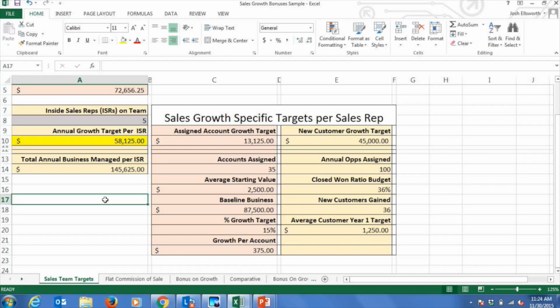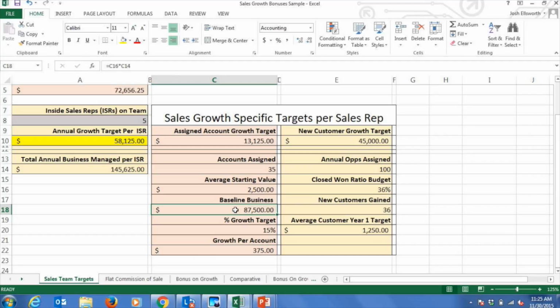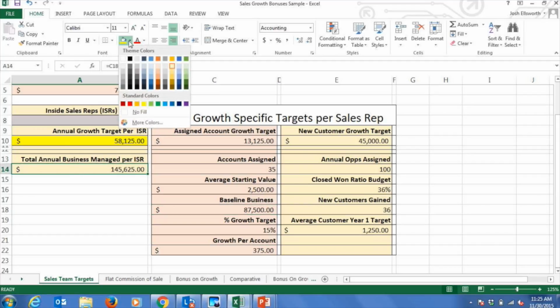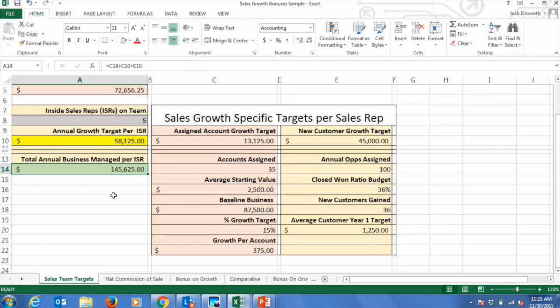Number one, that's the growth. If you add that to the baseline business, which was the 87.5 that you remember for the existing customer, the total annual business measured, I'll highlight it in green here, is 145 grand and change. So you can see $145,000 in sales per rep, $58,000 in growth, and you start to get numbers that you can actually compensate and structure compensation off of.